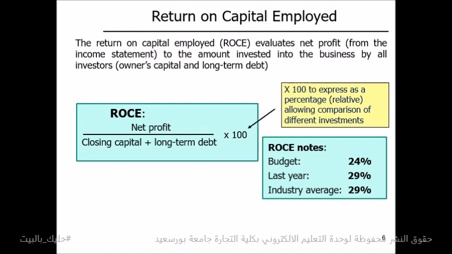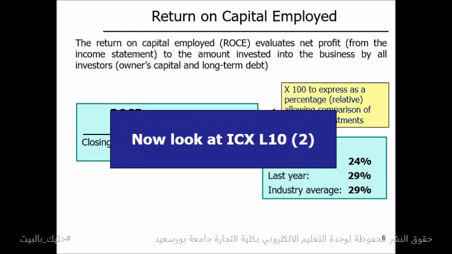And the last one we take now is the return on capital employed. How to calculate the return on capital employed? It's equal to net profit divided by open the bracket closing capital plus long-term debt, multiplied by 100. Now let's move to in-class exercise 2.